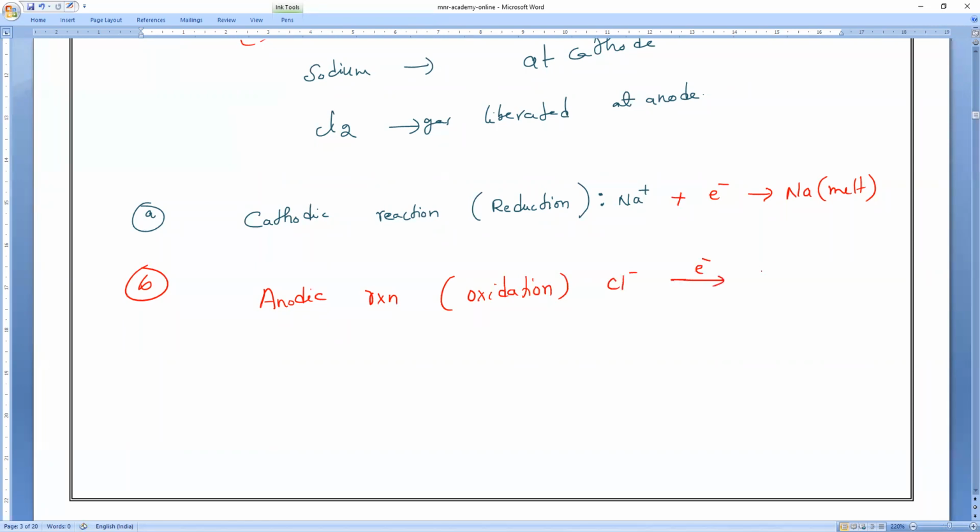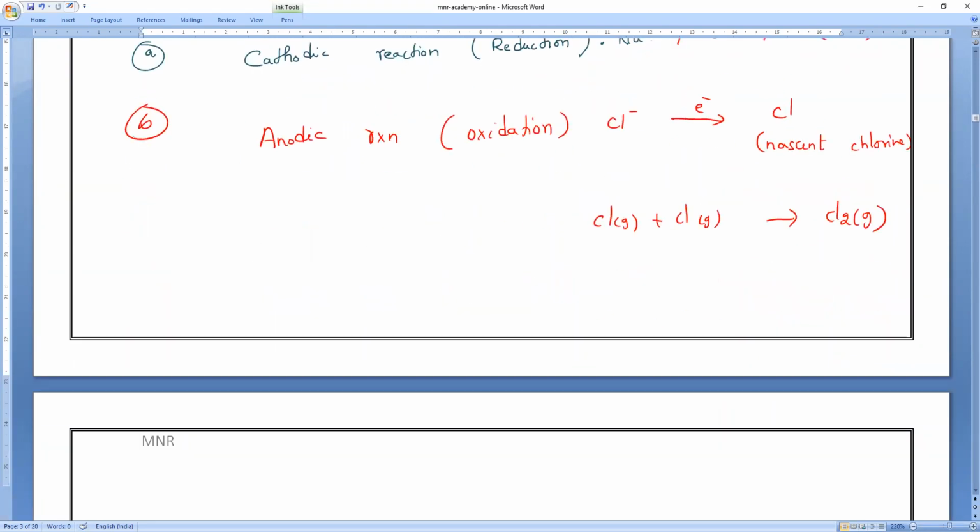We studied oxidation and reduction in the first chapter, right? But here I am not writing Cl2, I am writing Cl. Cl means what? It is nascent chlorine, which is highly reactive. That chlorine will react with another chlorine and form stable Cl2 gas. That is what you have to remember. Any doubt, you can ask. Clear, guys?